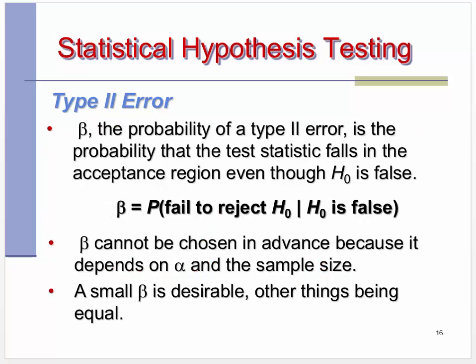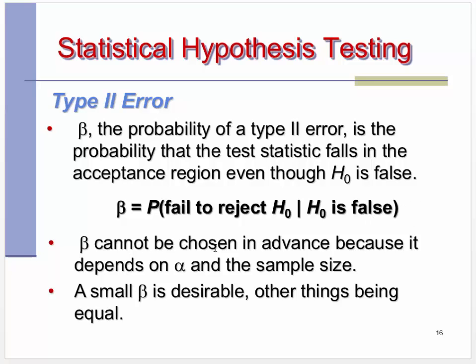Okay? The type 2 error, the probability of that is beta. Beta is the probability of type 2 error. That is the probability that the test statistic falls in the acceptance region, even though H null is false. If H null is false, we should reject it. But if we fail to do that, it falls into the acceptance region, and we're committing a type 2 error. So beta, or type 2 error, is the probability of failing to reject null when it's false. That is letting criminals walk free.